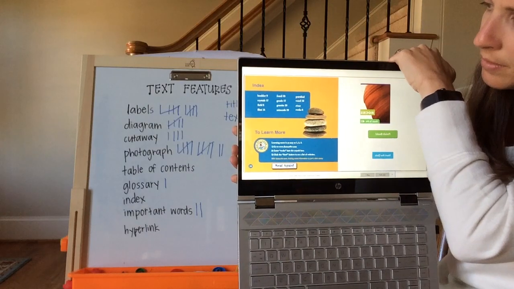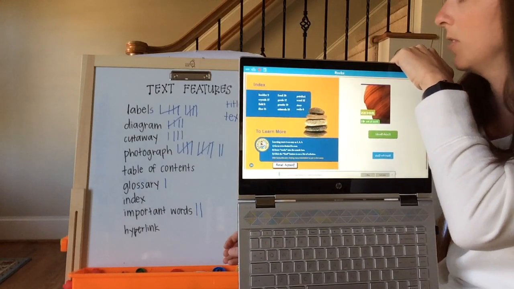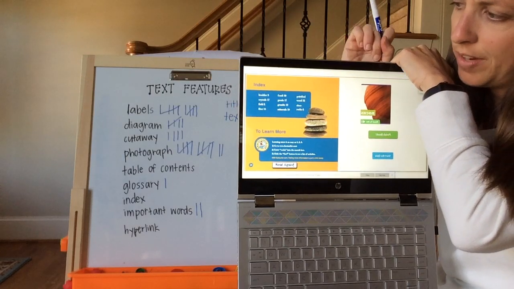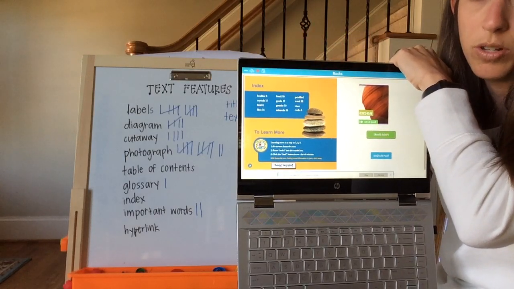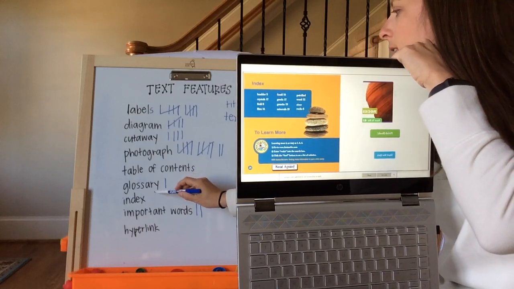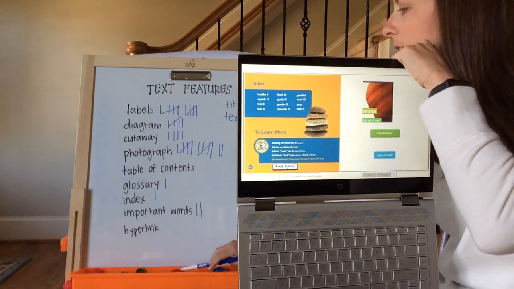Looky here. We see an index, and we learned about an index. It's kind of like a cheat sheet. We can go to those pages and figure out where those words are. This is an index. So I'm going to give index at the end of the book a tally.